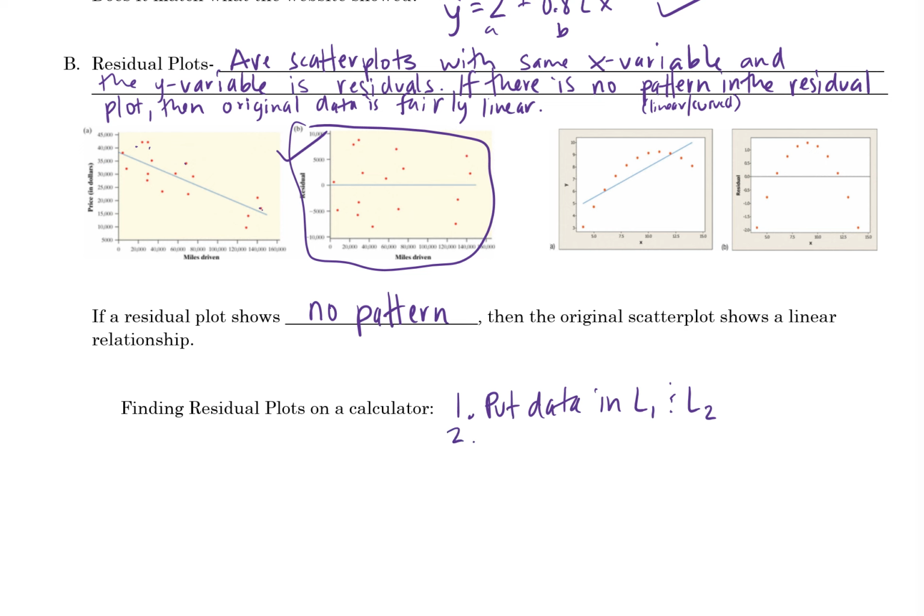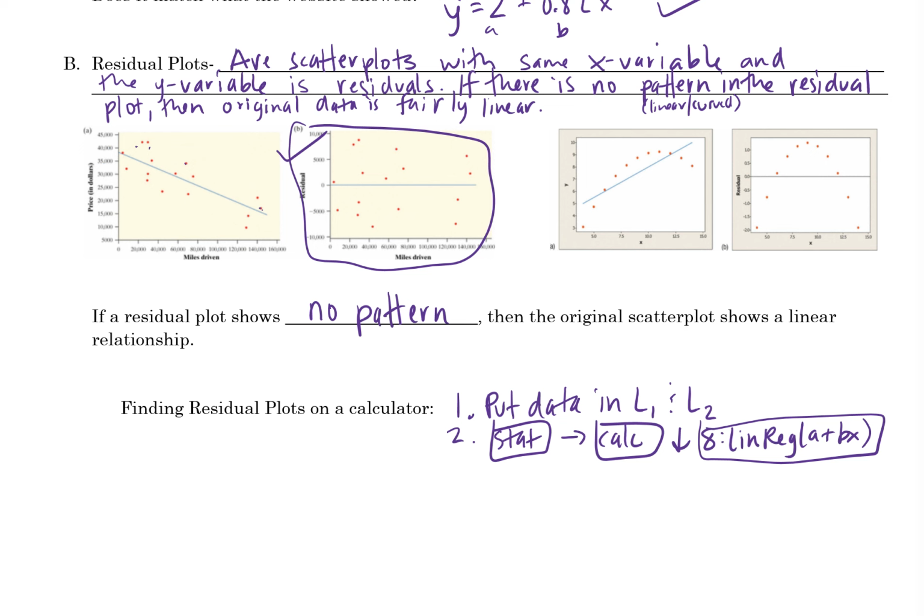Step 2, you actually have to do what you did before. You have to press Stat, scroll over to Calc, and choose linear regression first. If you do not choose linear regression first, you are not going to get the right residual plot. So you're doing all of the steps that you did before: Stat, Calc, choose number 8, LinReg, and press Enter.